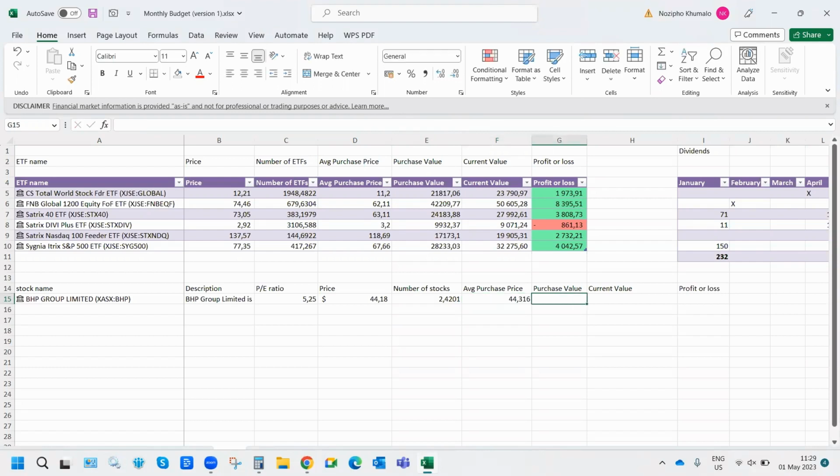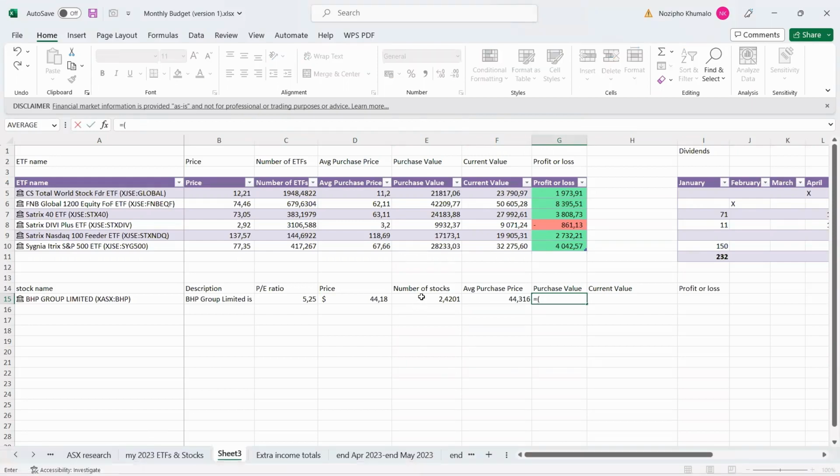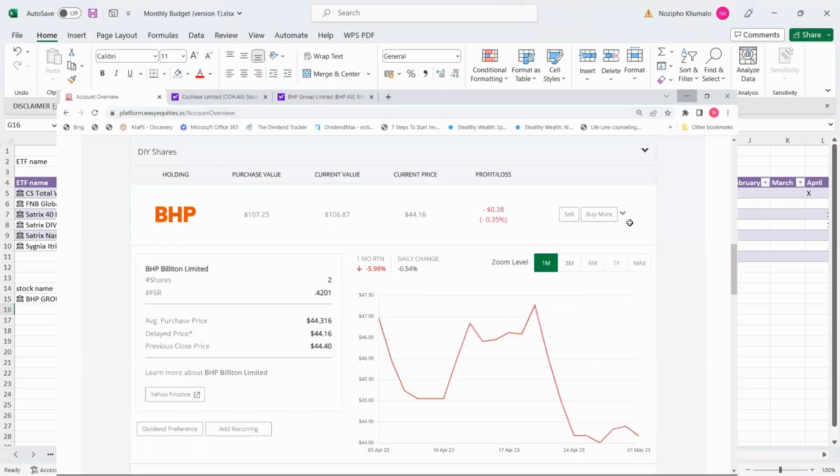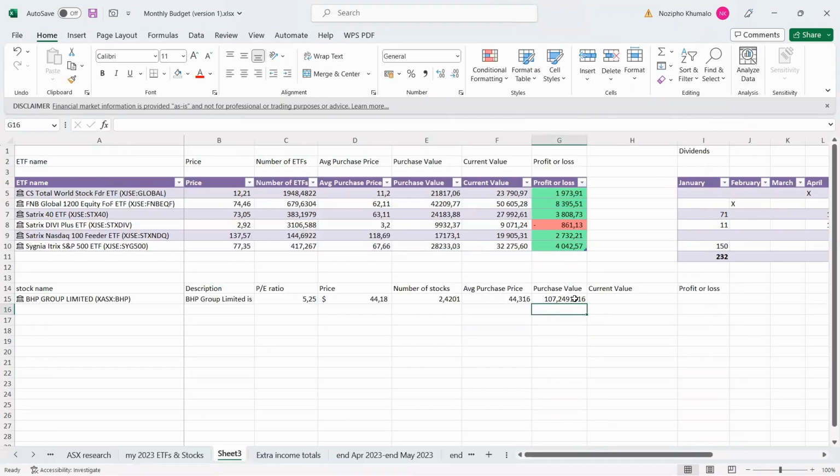44.316. Where it says purchase value, here you can put it in manually or you can do a calculation because now you have got the number of shares or number of stocks and the average purchase price. So that should be easy. Equals, and then you just multiply your number of stocks times average purchase price. Then enter. Let's see if it's correct. There we go. Purchase value 107.25. And here it calculates it as 107. Yeah, so this is accurate. This is correct.